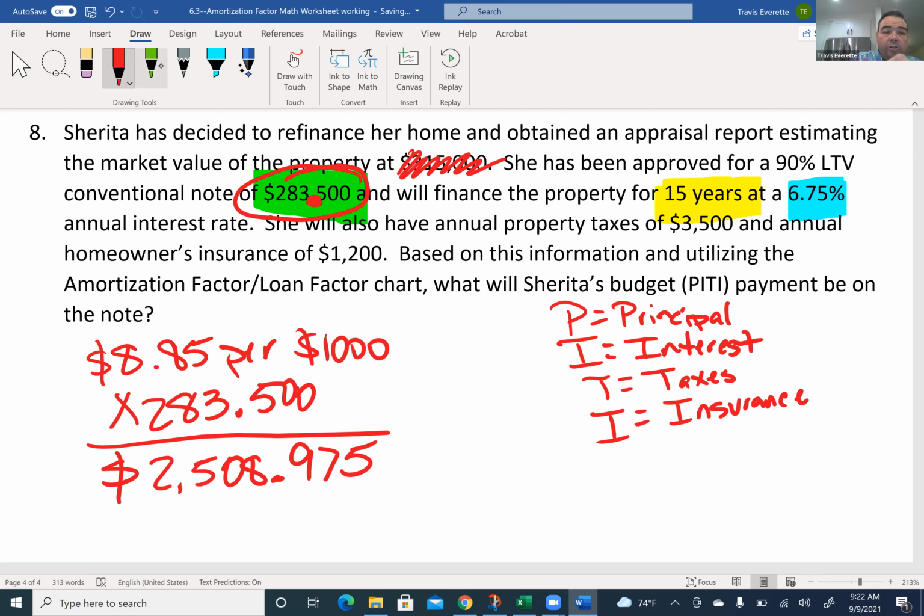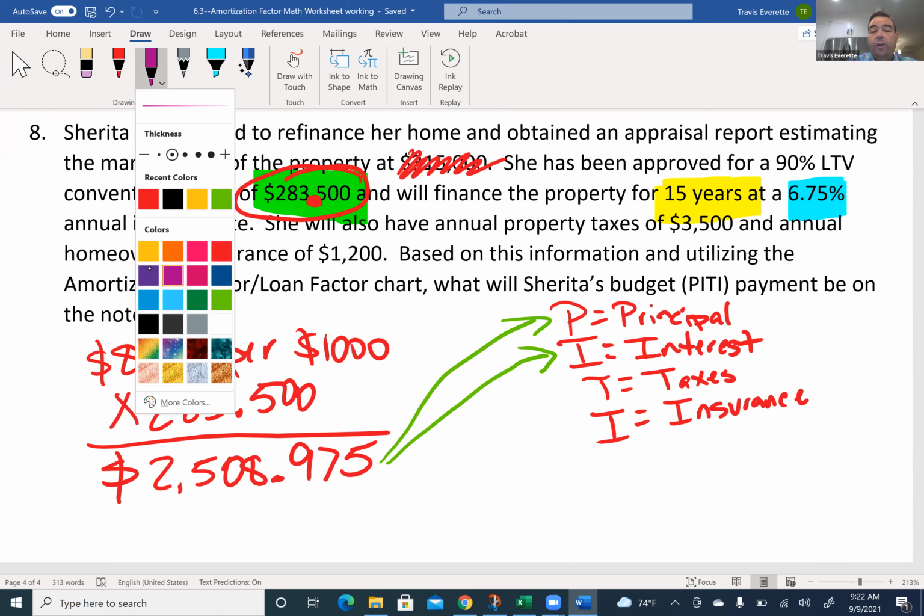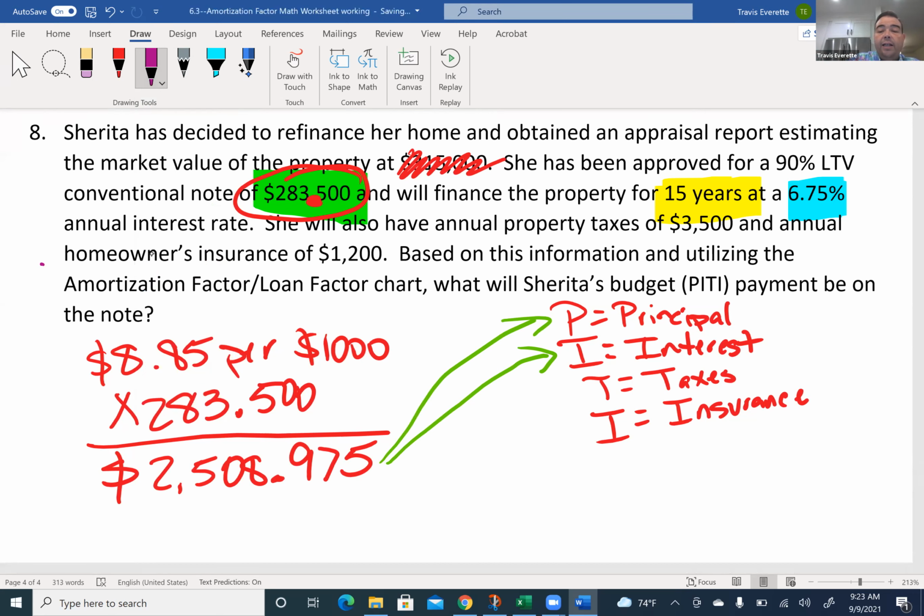Okay, and that covers just these 2 things right here, the principal and the interest. We still need to take into account the taxes and the insurance. So let's talk about taxes real quickly. We change colors here, and let's talk about taxes right here. Here's what they tell us about the property taxes. They tell us that the property taxes are annually $3,500, annual property taxes of $3,500. So here's what we can do. We can say 3,500 divided by 12 to get that down to a monthly amount. Okay. So 3,500 divided by 12, that is 291.6666 or 7 a month for taxes.